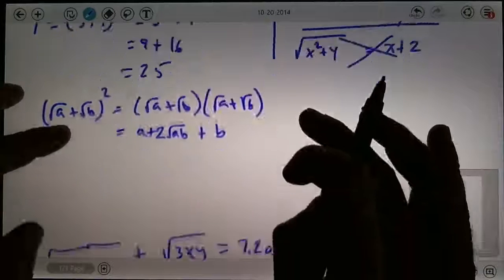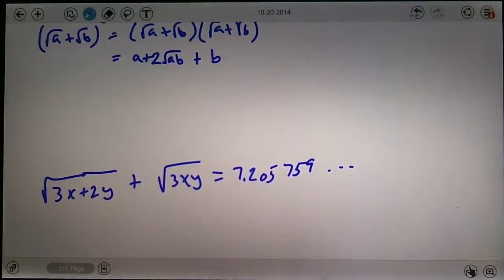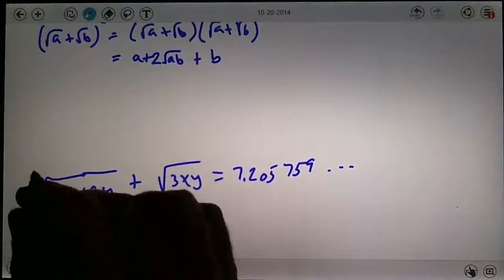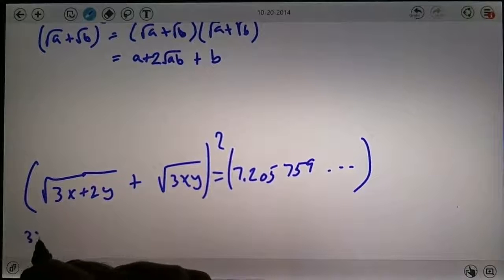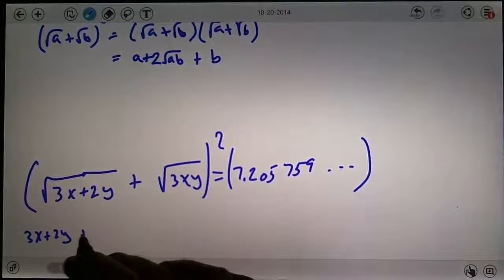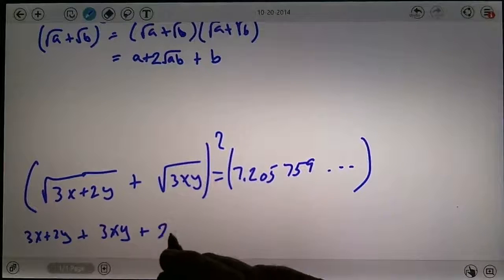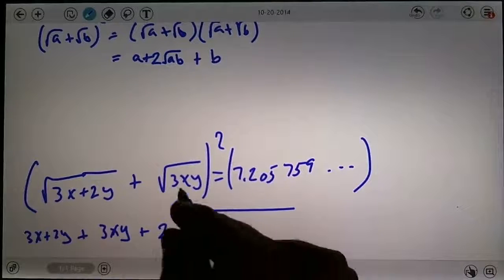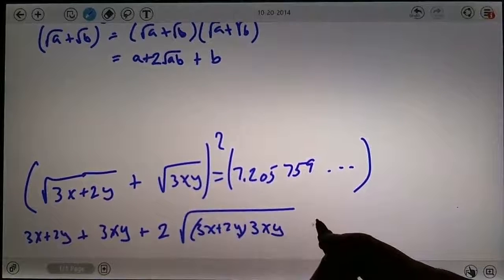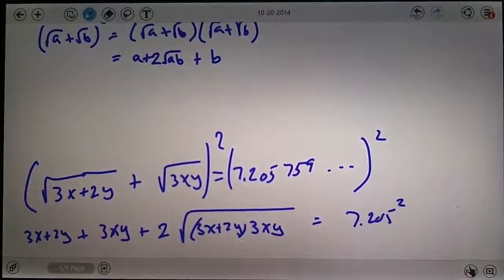So this comes up because we're dealing with an implicit differentiation problem here, and a suggestion was made to square both sides to get rid of the square roots. Well, if you square both sides, you're going to get 3x plus 2y, but you're also going to get this middle term here. You're also going to get plus 2 times the square root of this times that. And whatever this number is, 7.205 squared, it's not going to matter.